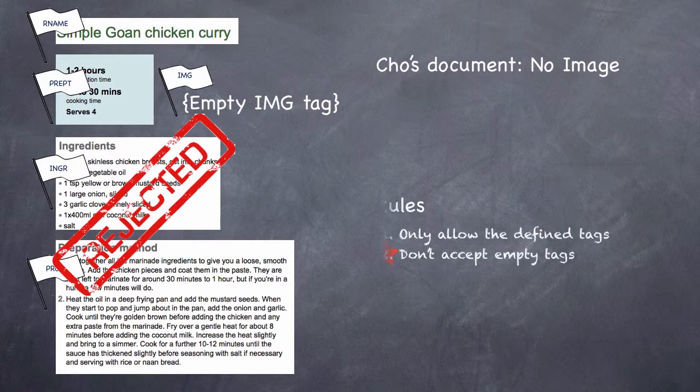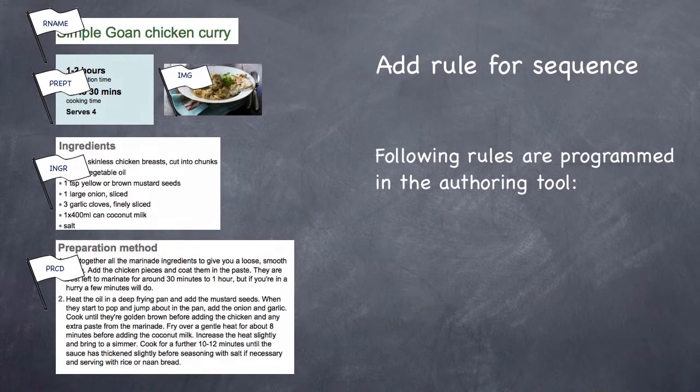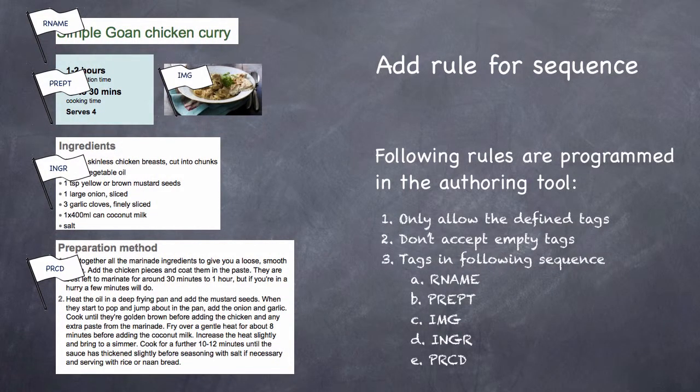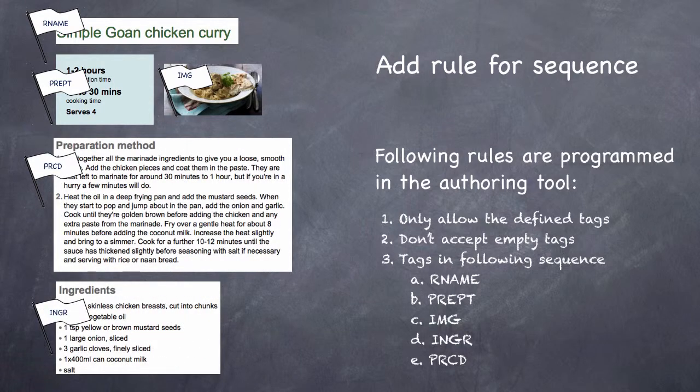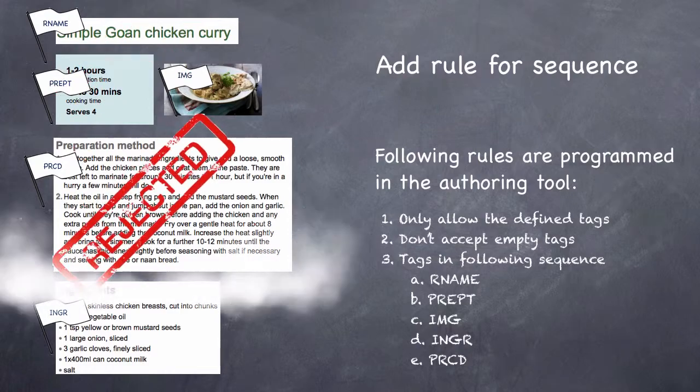No. Why? Because in his document, the value within the tag IMG is empty. It is against the rules that I have defined for a recipe. Can we make the authoring tool follow a structure? Of course, we can. I add another line to the program so that the tool will not accept a document unless the tags are in a specific order. Any document that does not follow the exact sequence of content will be rejected.